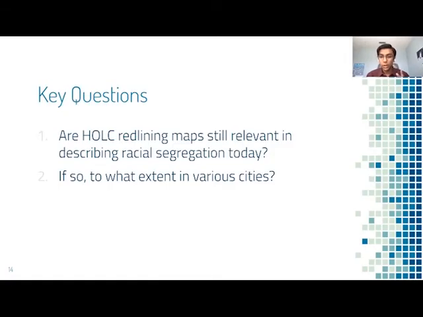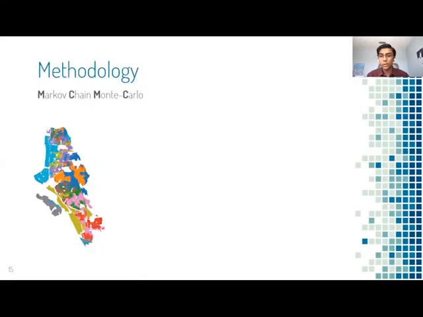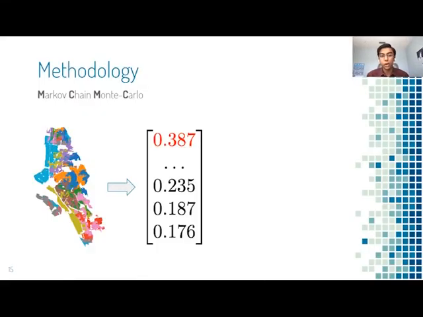So in this study, I'm going to seek to answer two key questions. The first is whether these HOLC redlining maps are still relevant in describing racial segregation today. And then if so, can we quantify to what extent this is true in various cities? So the methodology, the star of the show here, is this process called Markov chain Monte Carlo. Basically it is a Markov chain stochastic process combined with a Monte Carlo form of analyzing the results of that stochastic process. It's really useful in situations where the sample space is so large that we cannot randomly sample from it effectively or efficiently.